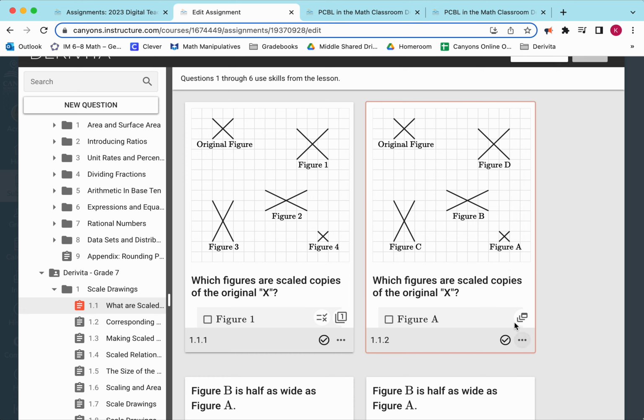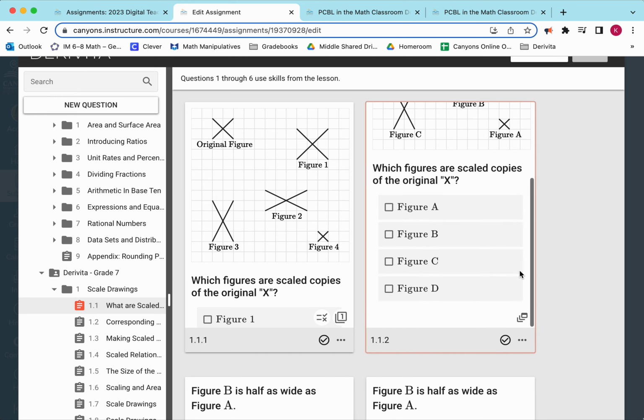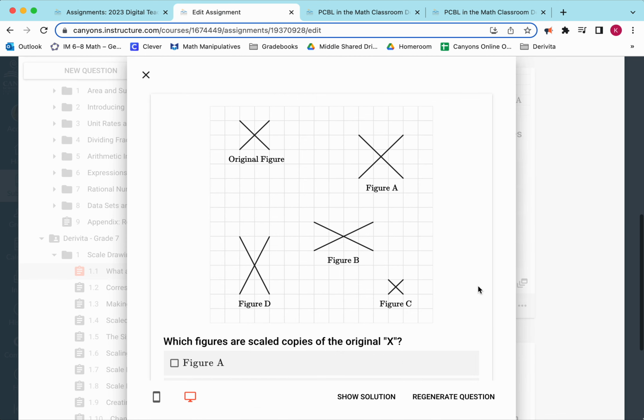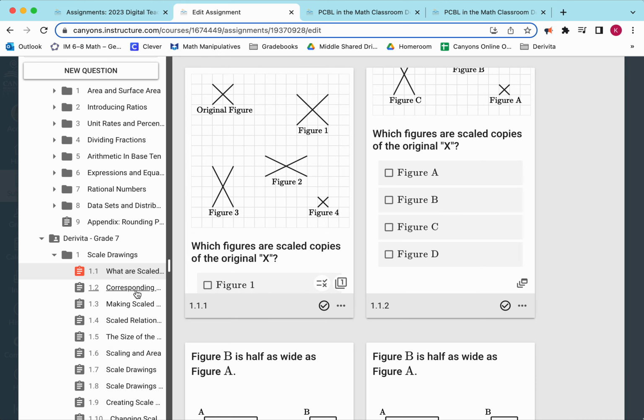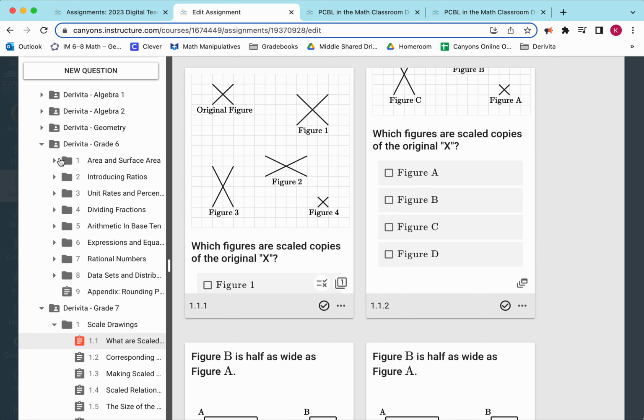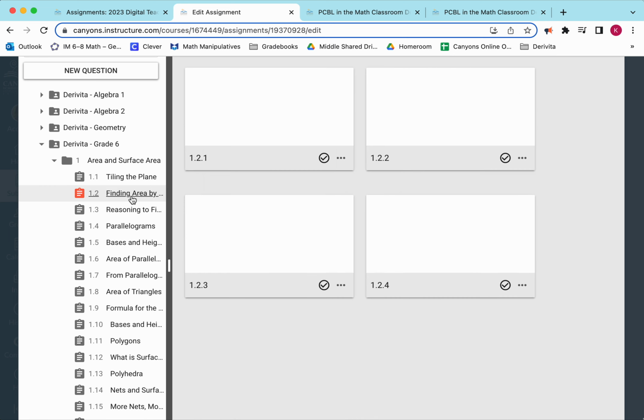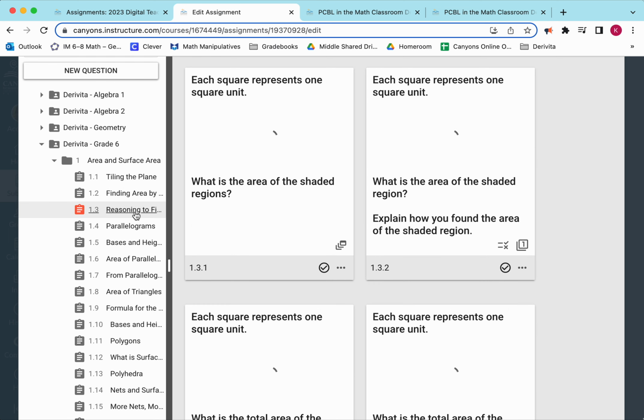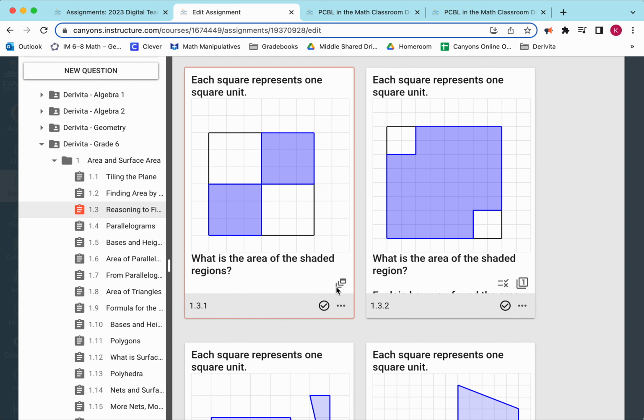And if you see a question that has this little icon right here, that means that the randomization feature is utilized in that question. So if you open that question, you'll have an option to regenerate the question. And notice when you... I don't know what the difference is with this one. I'm not seeing it right away. Let's go to one of these area problems. It'll be a little easier to see.